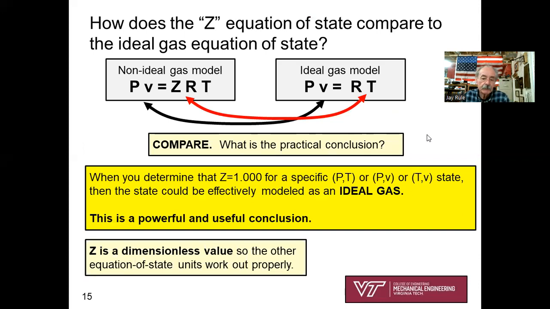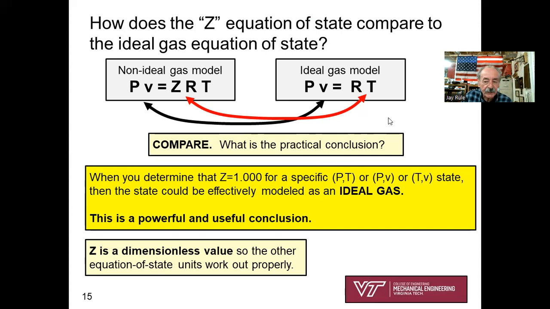Let's compare this non-ideal gas equation of state to the ideal gas equation of state. So let's look at it with our eyes. Left-hand side, identical, PV equals. Right-hand side, ZRT for non-ideal gas, RT for ideal gas. Let's see. Is it pretty obvious? When could you model, if you determined a value for Z, when could you say, look, I think I've got an ideal gas.